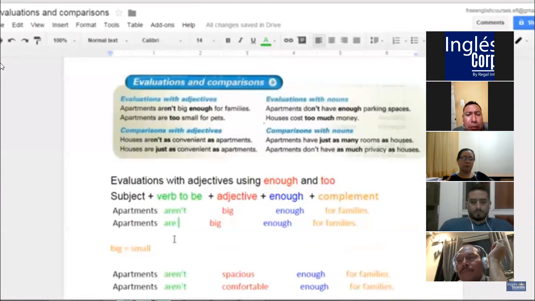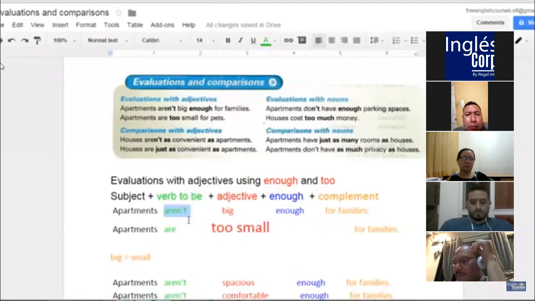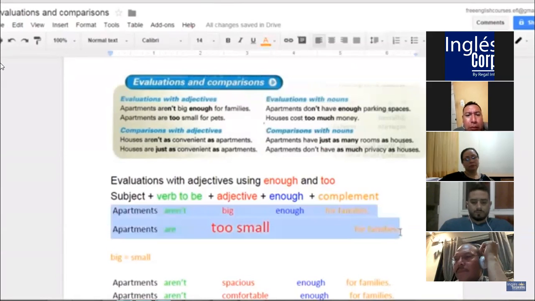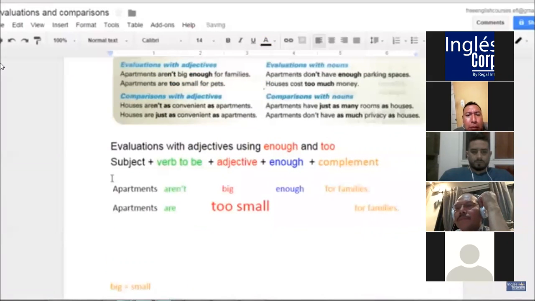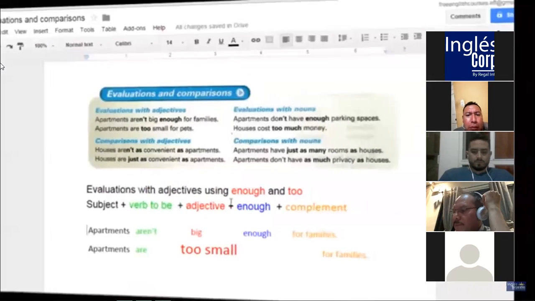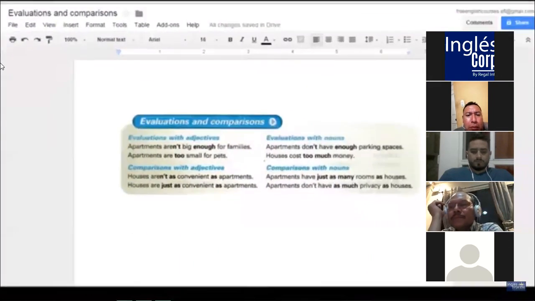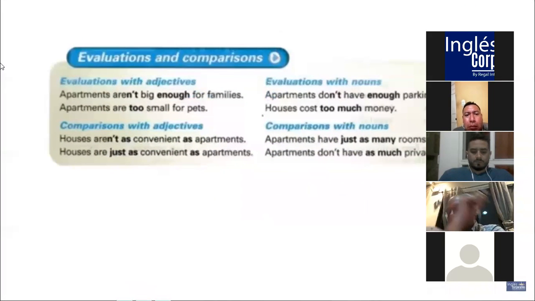So in this case, I'm going to say apartments are, and what I'm going to do is I'm going to include two small. So the only thing that changes is that I'm no longer using the verb to be in its negative form, but now I'm using it in its positive form. And then I'm including two plus the adjective small. And I'm saying for families. So what I want you to notice is that these two sentences, these two evaluations are the same thing. The only thing is that I'm expressing them in different ways.